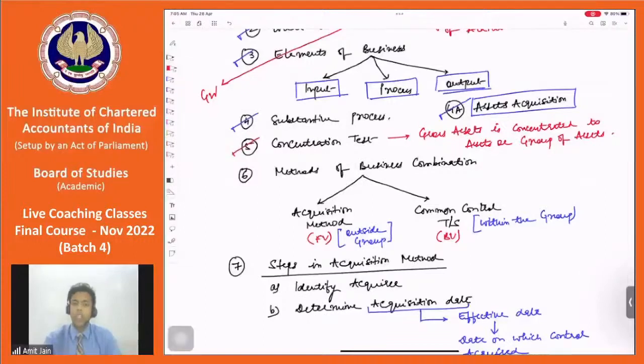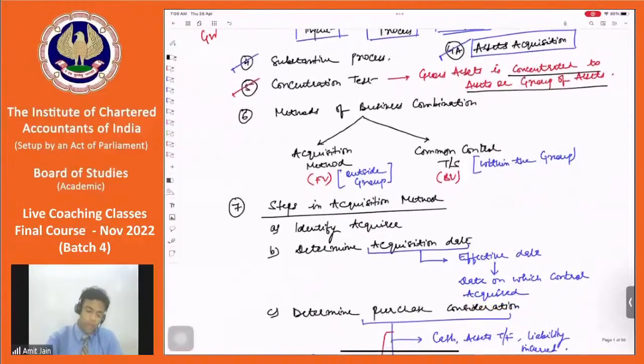Right? Then we have talked about concentration test. What is concentration test? Where the entire purchase consideration, where the entire gross asset is concentrated only to an asset or a group of assets, then it is a case of concentration of asset. If the concentration test is satisfied, then it is an asset acquisition and not a business combination.